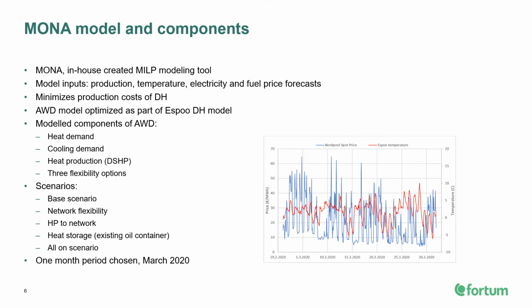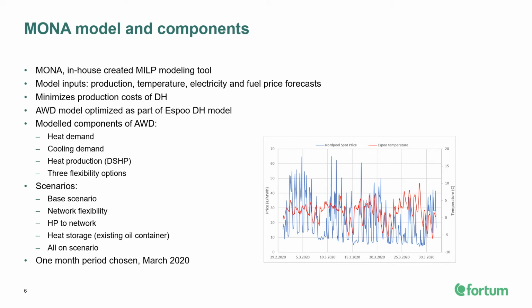So the AltoWorks model is optimized as a part of the Espoo district heating model. The model tries to minimize the overall costs and not only the costs of the AltoWorks district. The components in the model are the heat demand and cooling demand, heat production units, so the heat from the cooling network and heat from the air source, and then the 3 flexibility options discussed before.